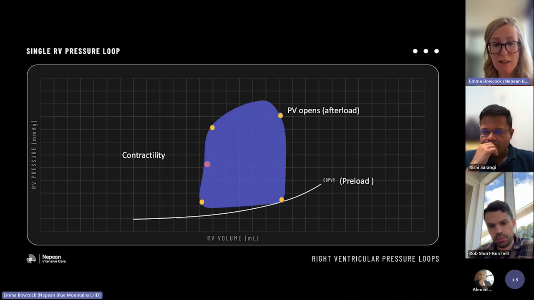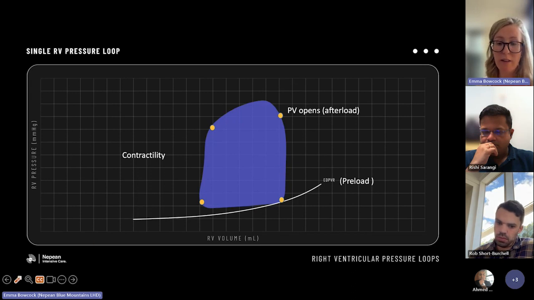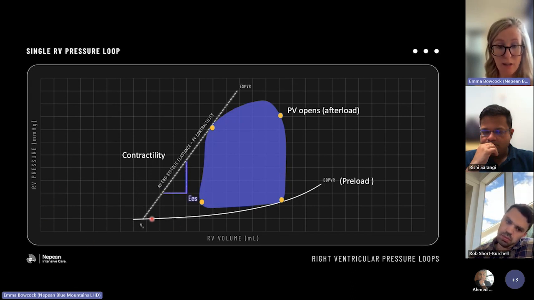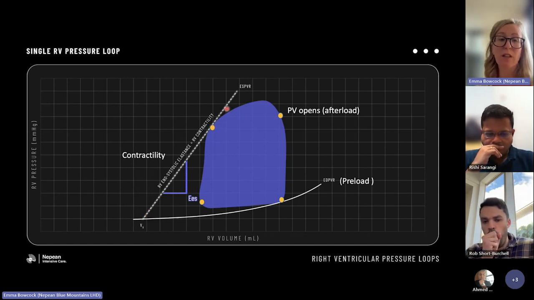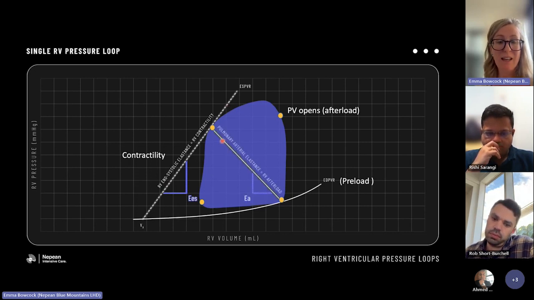So you can see that this stroke volume that comes up is really bound by three main areas. And these main areas are this line that connects your unstressed volume to your end systolic point, which is called your ventricular elastance, which is your measure of RV contractility. Your end diastolic volume to end systolic volume gradient is your pulmonary arterial elastance or your RV afterload curve.